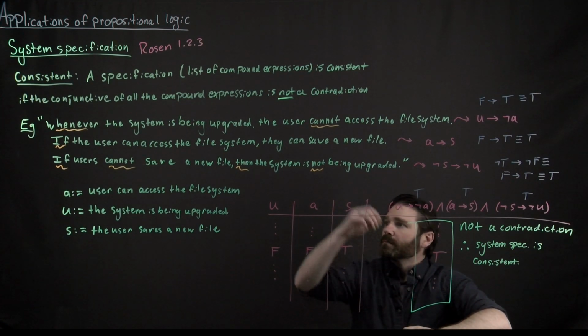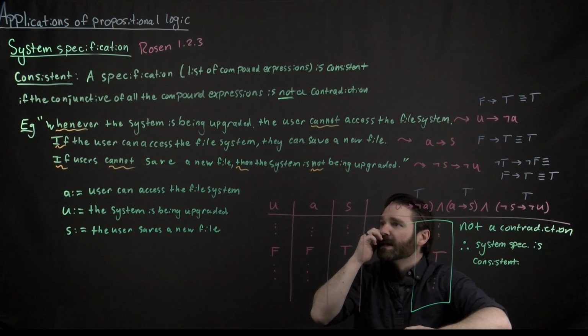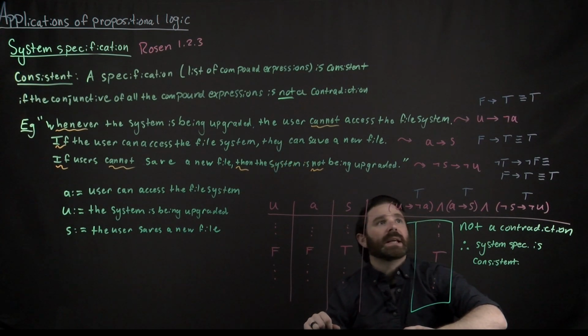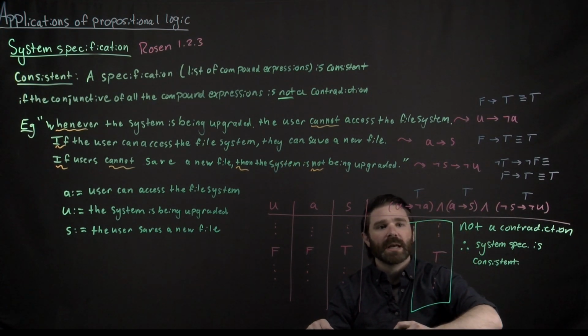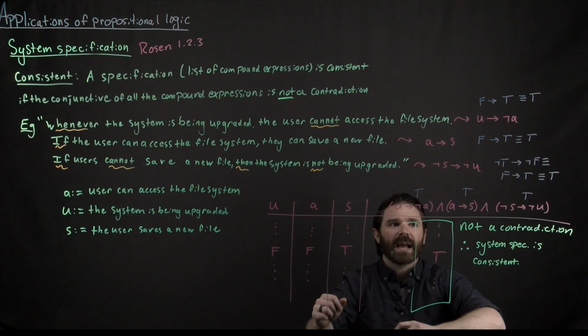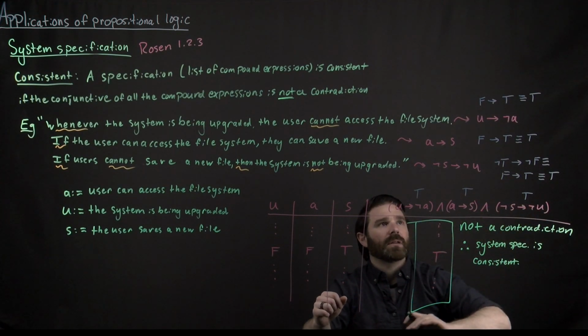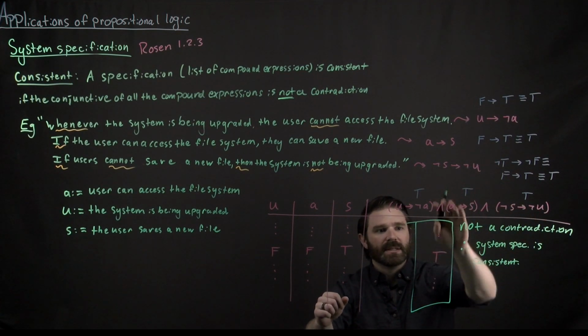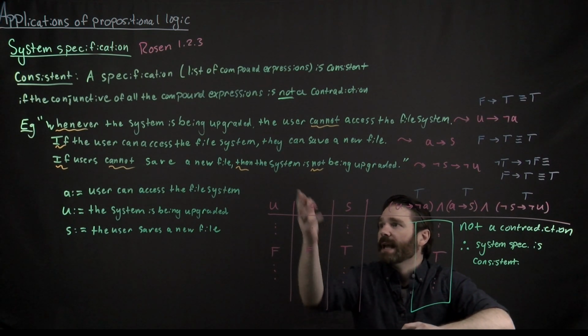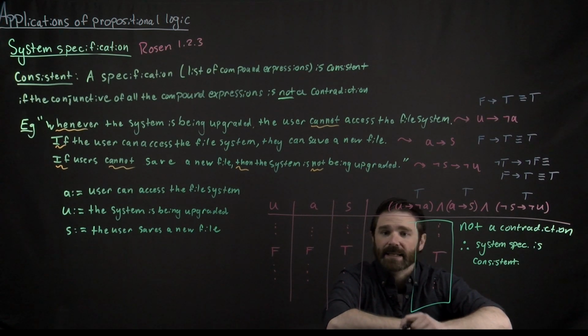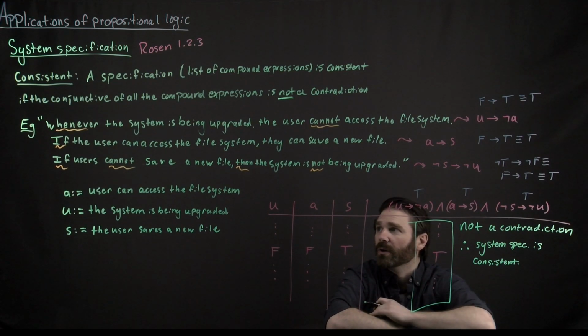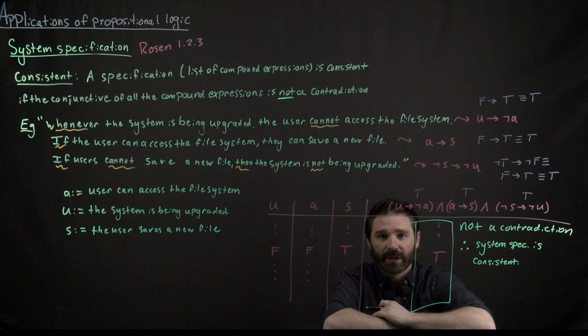So there we go. We've been given a system specification, we've translated it into compound propositions, and we have discovered that the conjunction of all of these compound expressions is not a contradiction. Therefore, yeah, you could design a system that satisfies those particular specifications that you have been given.